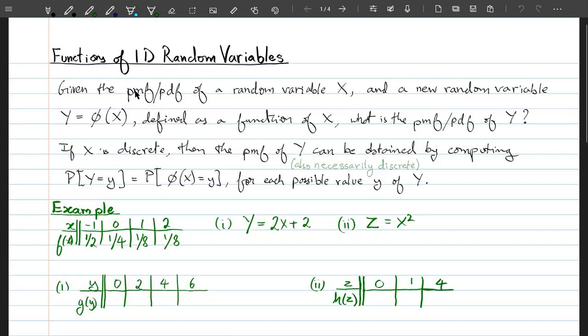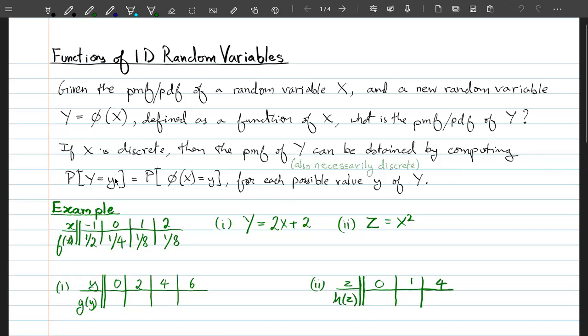So the question is, if we know the PMF or PDF of x, the probability mass function, the probability density function of x, then given this function phi, how do we get the PMF or PDF respectively of y? So then the first case, where x is discrete, is actually the simplest case, and there isn't much methodology required to get the PMF of y in that case.